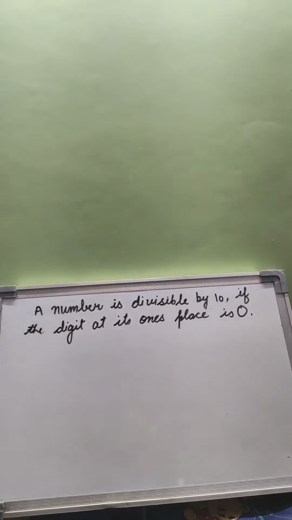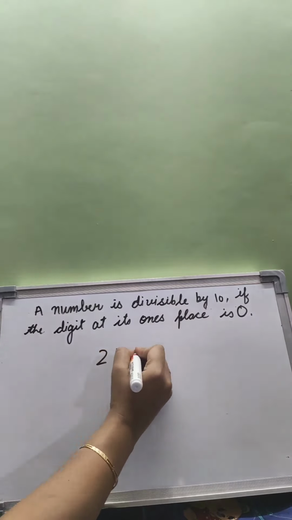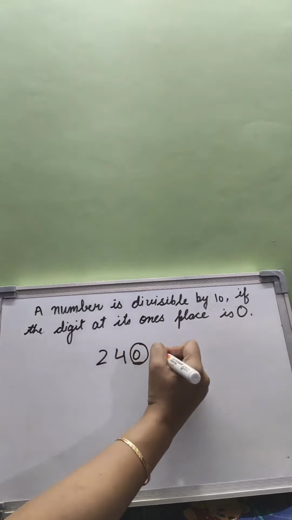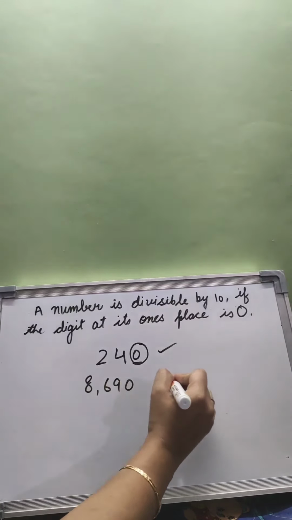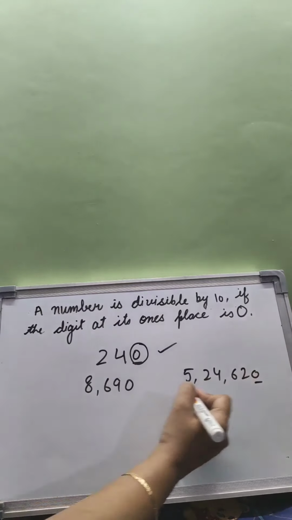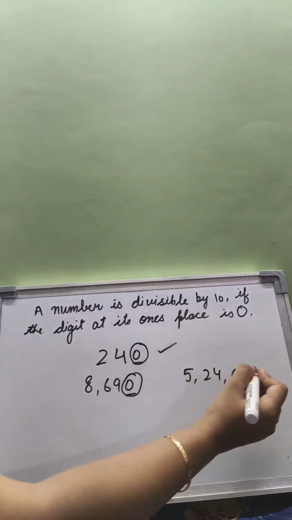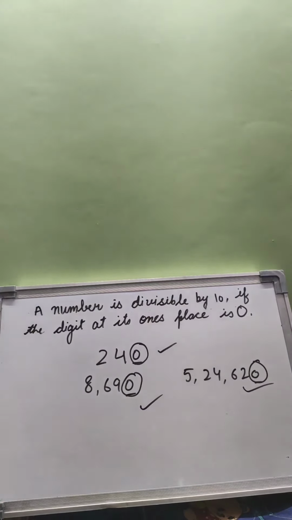Simple. A number is divisible by 10 if the digit at its ones place is 0. This is very simple. I think you don't need any explanation, but still I'll give you one example. 240. The digit at one's place should be 0. 240, 8,690, 5,24,620. So in all the numbers, the ones place is 0. That means these numbers are divisible by 10.